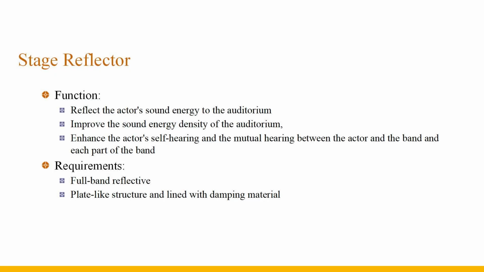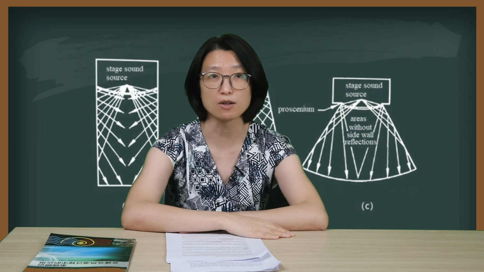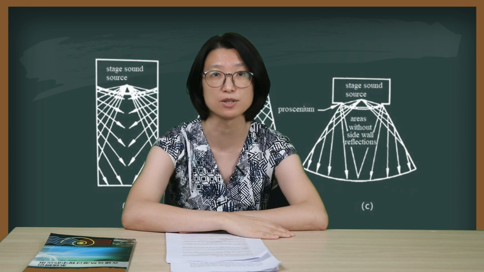The stage reflector is used to reflect the actor's sound energy to the auditorium, improve the sound energy density of the auditorium, and enhance the actor's self-hearing and mutual hearing between the actor and the band and each part of the band. The stage reflector should be reflective over the full frequency band, in a plate-like structure lined with stamping material. You can go to school halls and gymnasiums to check whether they meet the sound quality design principles, see if there are acoustic defects, and try to give suggestions for improvement.